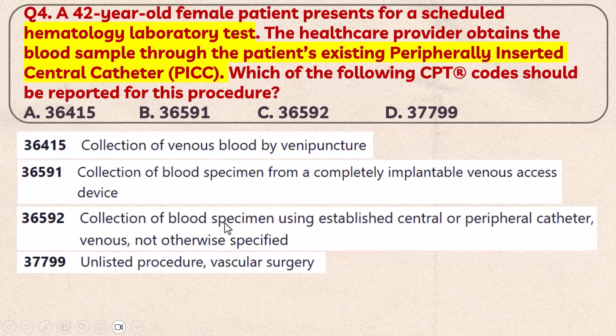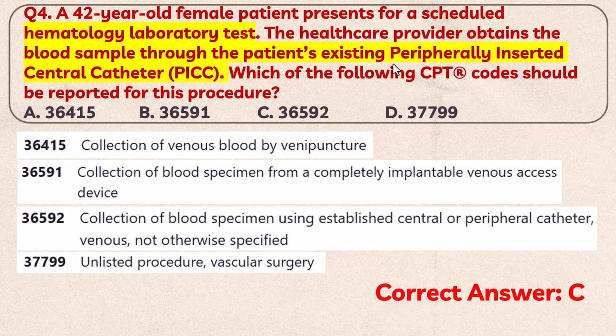36592 is collection of blood specimen using an established central or peripheral catheter, venous, not otherwise specified. 37799 is unlisted procedure, vascular surgery. So in this scenario, the code will be 36592. So the correct answer will be answer C.